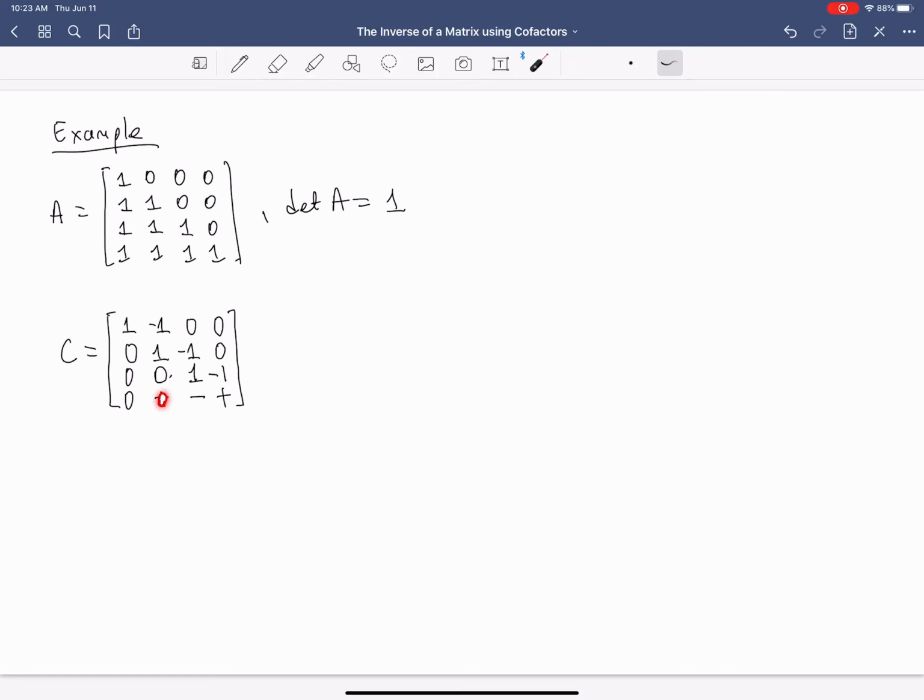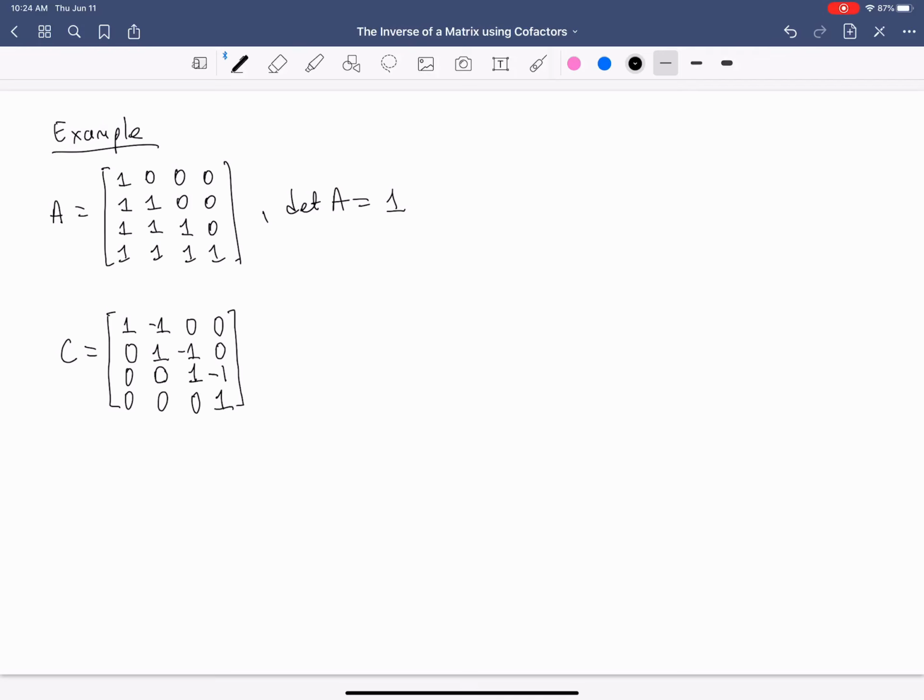Then we look for this determinant, remove that column and that row, we get a column of zeros, therefore the determinant is 0. Then we go for this position, removing the column and the row, we get a column of zeros, therefore the determinant is 0. And finally here, I know I have a plus. Removing that column and that row, I get determinant of 1. So this is the cofactor matrix. This is not the inverse.